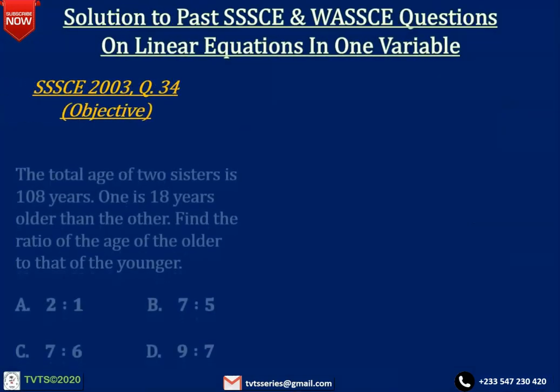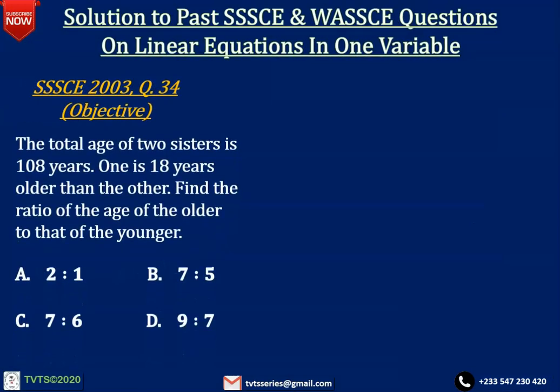SSSCE 2003. Objective question 34. The total age of two sisters is 108 years. One is 18 years older than the other. Find the ratio of the age of the older to that of the younger.